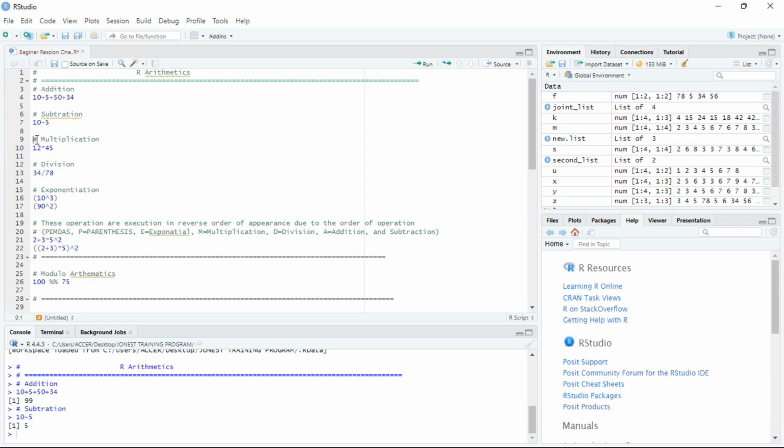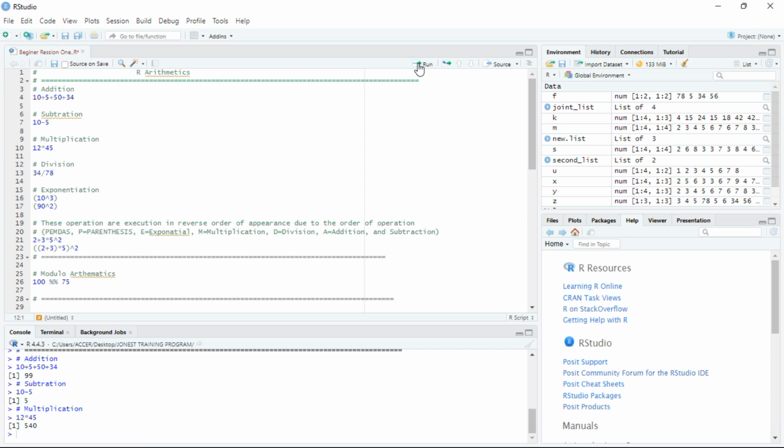And then if you have multiplication, R can also be used to multiply numbers. So we have 12 times 45. In our normal mathematical class, the multiplication sign doesn't look like this one, but in R, we use the star to represent multiplication. So 12 star 45 will give us the answer. Once you put the cursor there and run, you are getting 540.